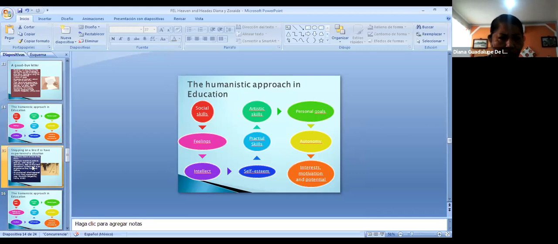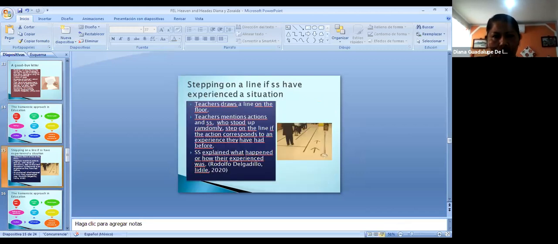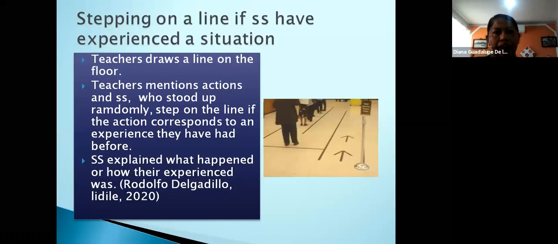There's another activity that I have for you, and it is called stepping on a line if students have experienced a situation. Why do I have different names here down here? Because I teach in a BA called Licenciatura Docencia de Inglés como Lengua Extranjera, LIDILE. And my students were asked to look for 5 humanistic activities, and they shared with me. So out of those 5 activities, I was selecting the best activities for sharing with you.